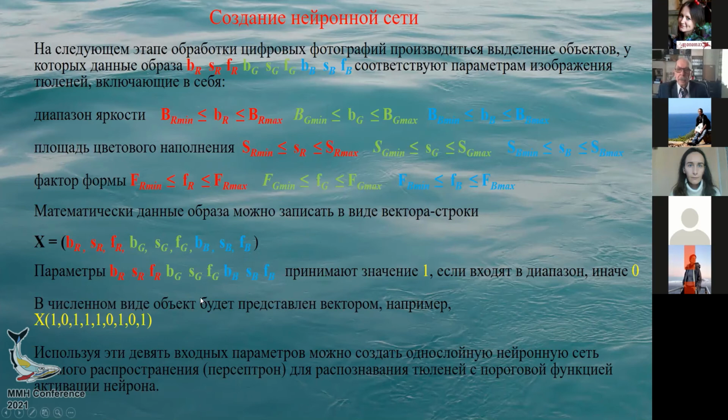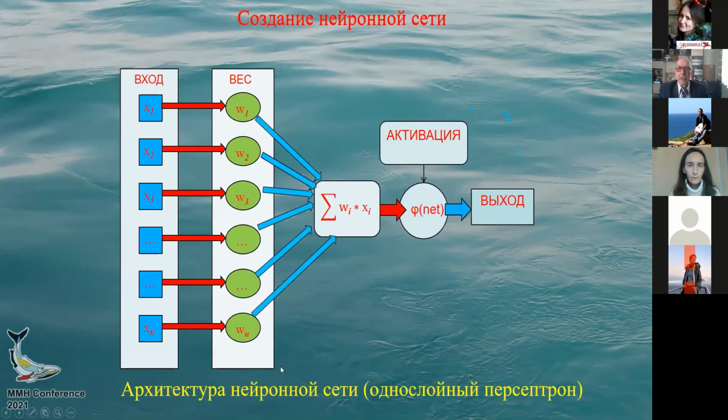and then we take these parameters as 1. If they match, if there is a match, it is 1. If it is no match, it's 0. And the vector will be written in this form. You have several zeros and several ones. So how do we create a neural network?